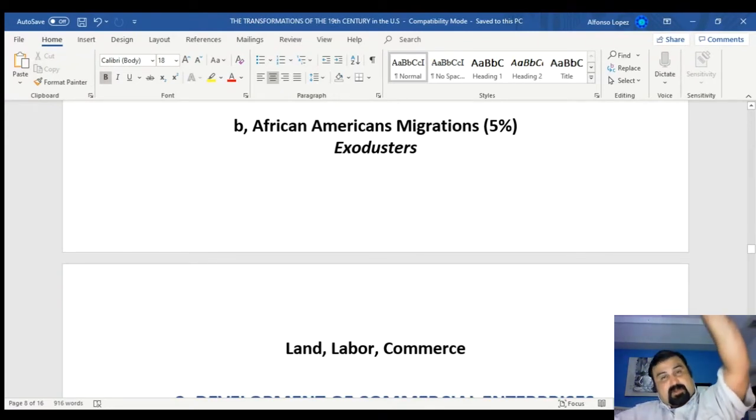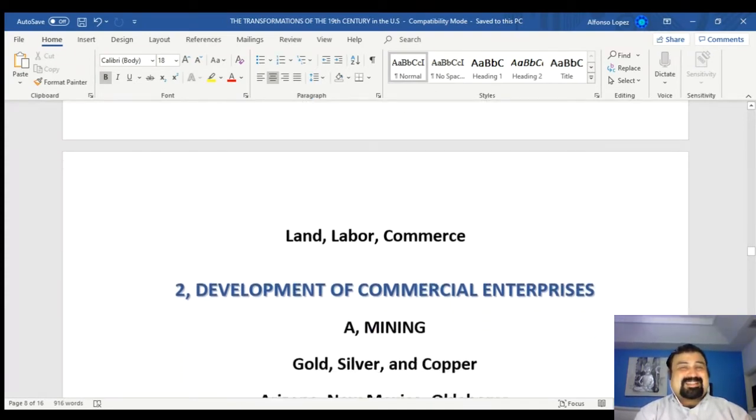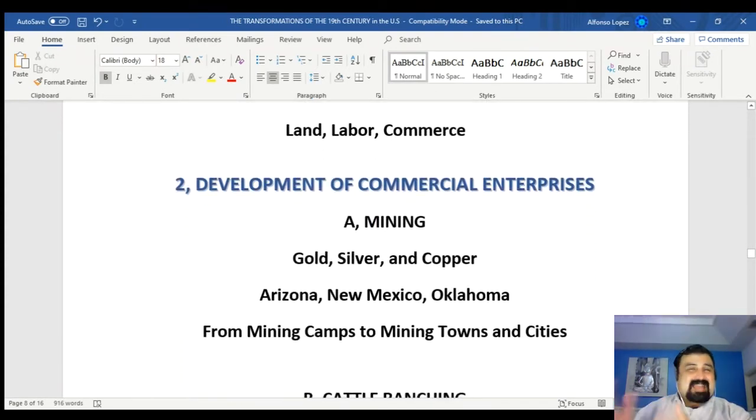Some of them went up north. We talked about that. They went to the northern cities in search of jobs, about 10%, but 5% went west. So there's also going to be an influx of Southern African Americans moving into this region, known as the exodusters. Those are people that left their place of origin in search of new opportunities. In this case, for about 5% of them, the opportunities were presented in the Western Territories because this is where the available land is located.